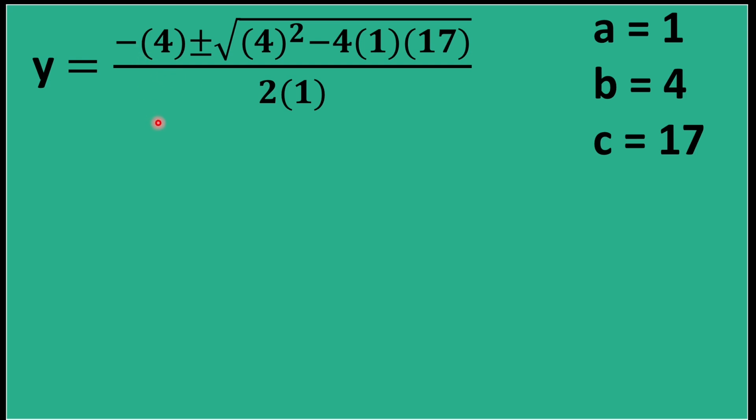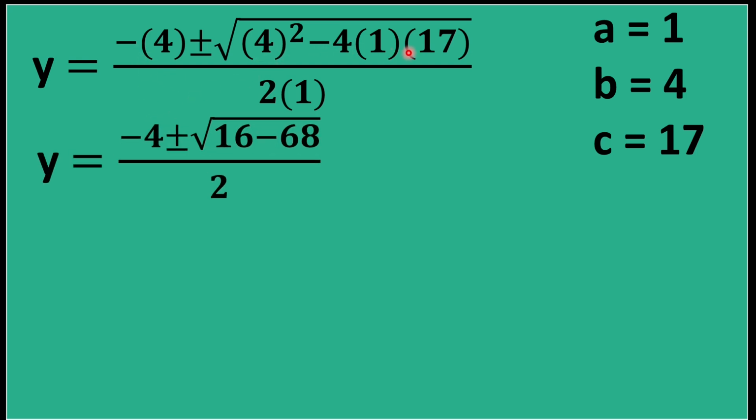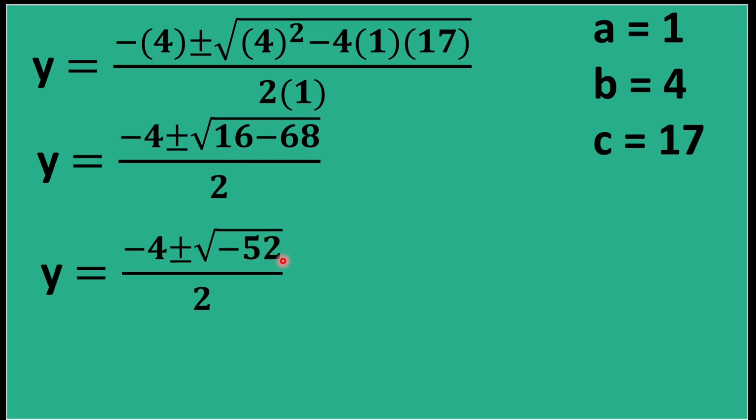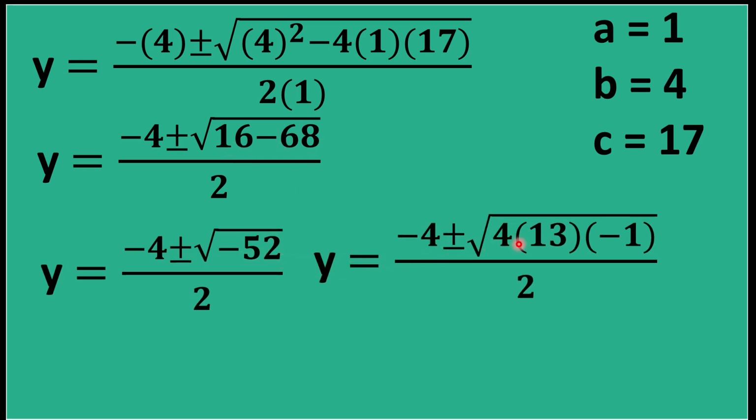Now this will become minus 4 and this will become 16, and this 4 times 1 times 17 equal to 68, and 16 minus 68 equal to minus 52, and this minus 52, so we can write as 4 times 13 times minus 1. So this 4 will come out in the form of 2, because square root of 4 equal to 2. And similarly, square root of minus 1 equal to iota. So overall, 2 iota will come out of the square root, and only 13 will remain under the square root.